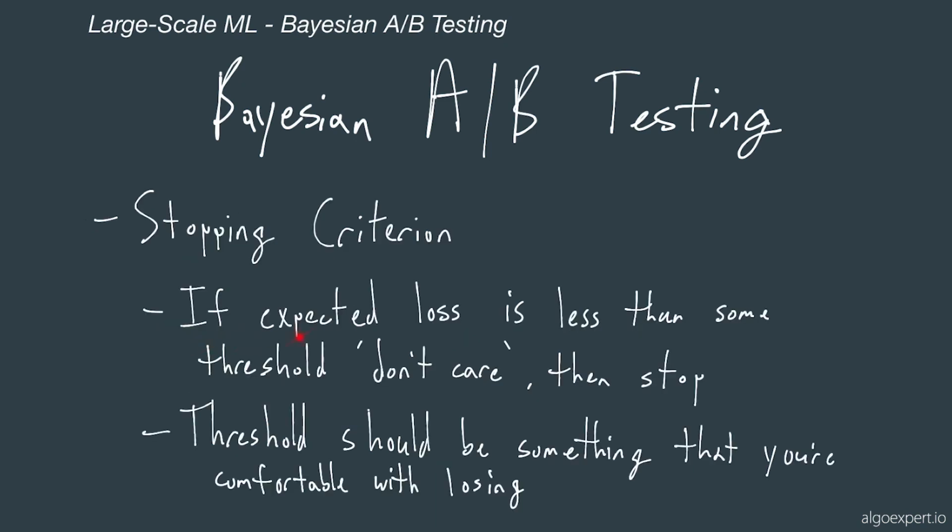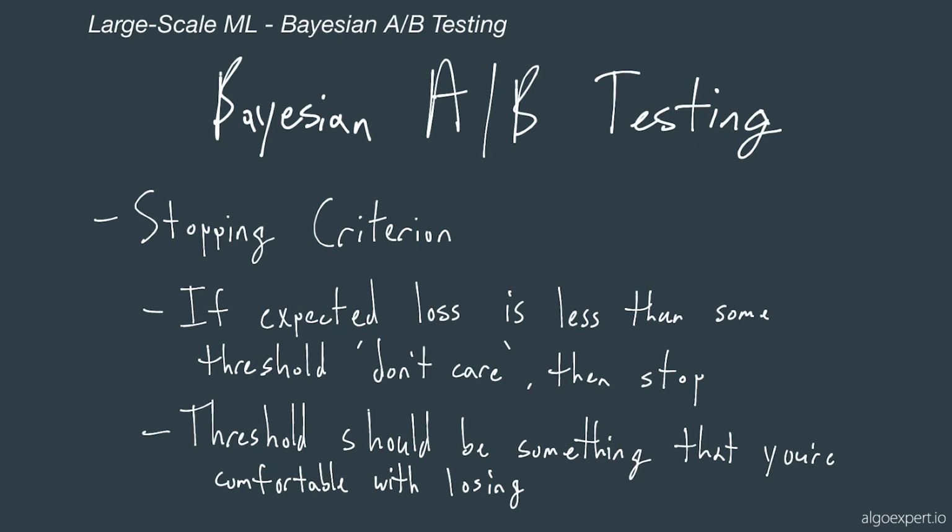Alright, so as we're carrying on this experiment, how do we know when to stop? If the expected loss is less than some threshold that we don't care about, then we can stop. What this means is that as the experiment goes on, and let's assume that the two groups are in fact different, then the expected loss will shrink. This is because the two distributions are getting further and further apart, and the variance surrounding those distributions is growing thinner and thinner. So even if you do make a mistake and launch the wrong one, the probability of that happening grows smaller and smaller. This threshold should be something that you're comfortable with losing. Now remember, even though there is an expected loss, you'll also have a significant expected gain to compare against that expected loss.